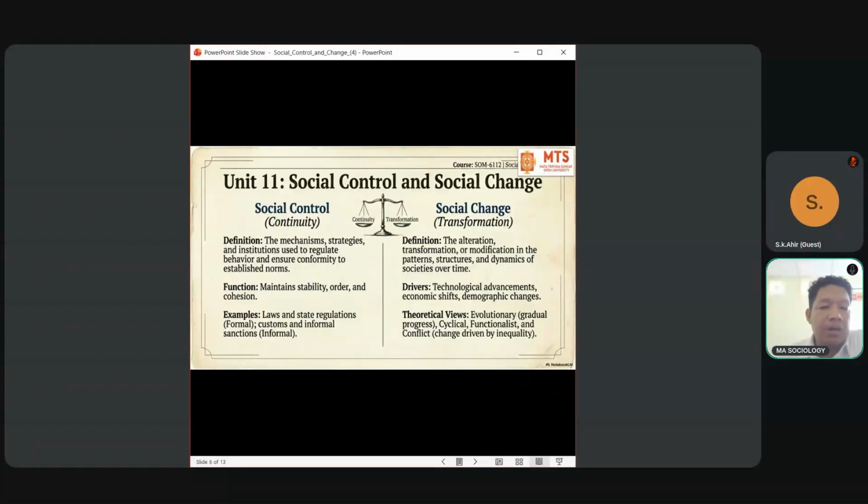Okay, so coming to social change. Social change is the alteration, transformation or modification in patterns, structures and dynamics of societies over time. Drivers are technological advancement, economic shift, demographic changes. Theoretical views: evolution, which is more gradual; cyclical, which is more rounding, like Herbert Spencer's law of evolution, which is more cyclical in nature. Then functionalist and conflict: change driven by inequality.